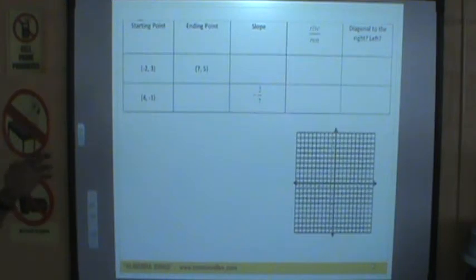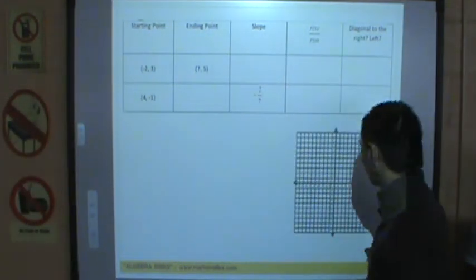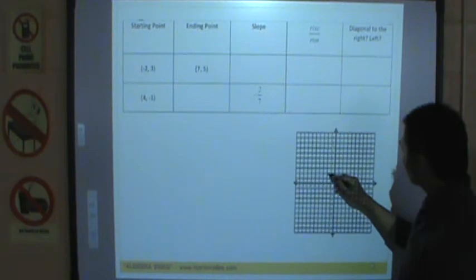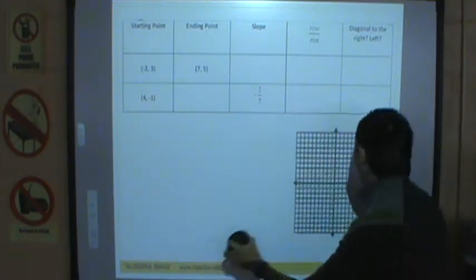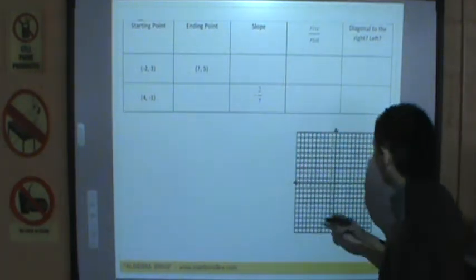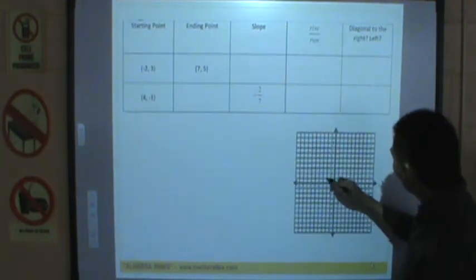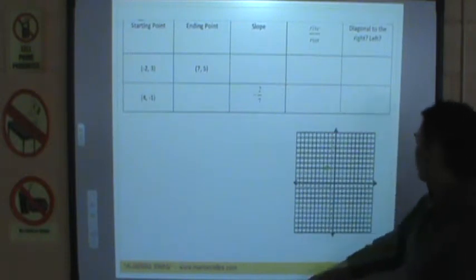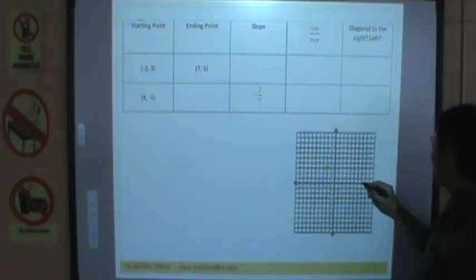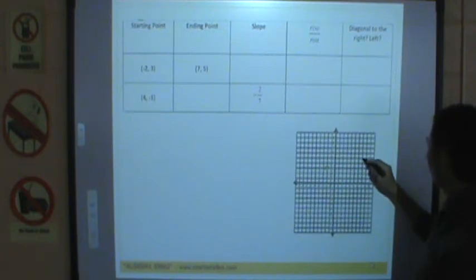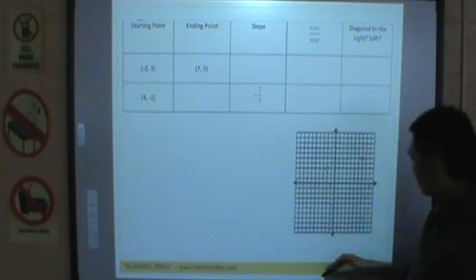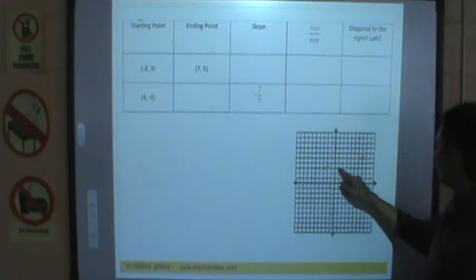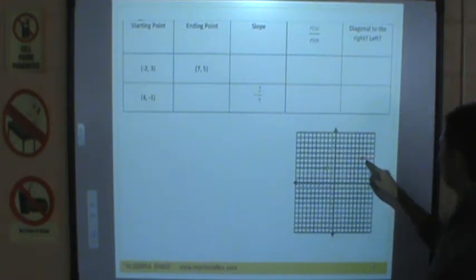So let's go ahead and start plotting first. Let's have -2 and 3. Here's a -2 of x, and then 3 of y. Here you go. So that's our -2, 3. And then the second point is 7, 5. Your 7 is x, while your 5 is y. There you go. So here I got -2, 3 and 7, 5.